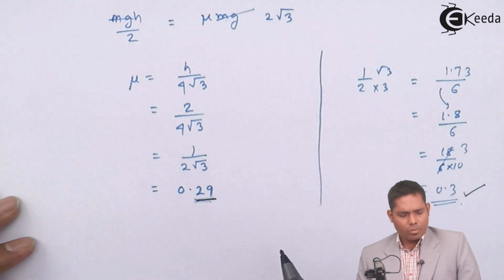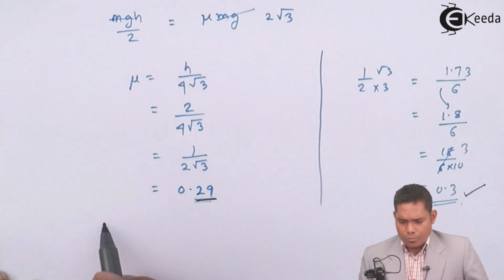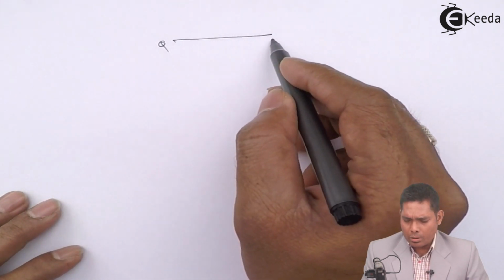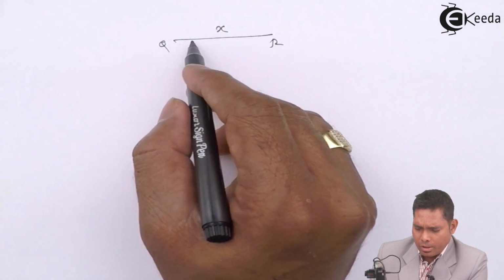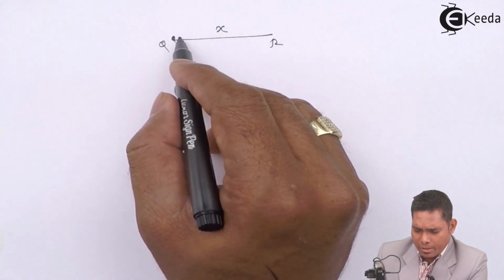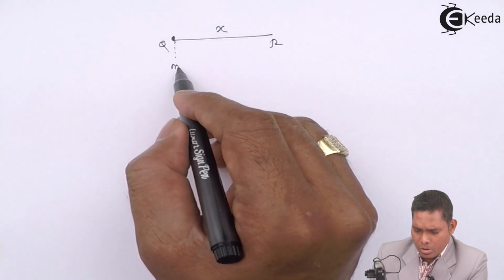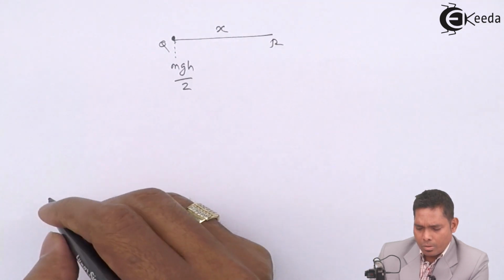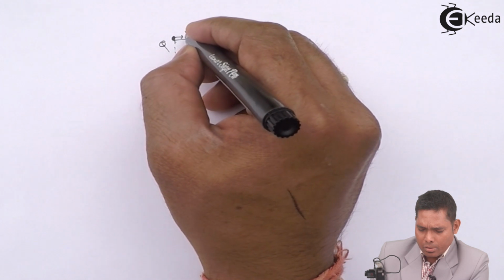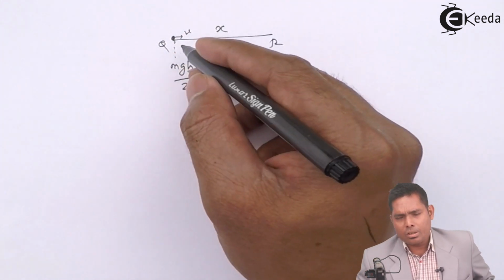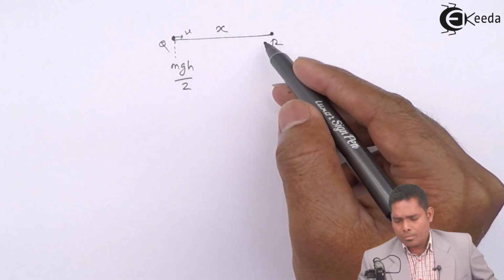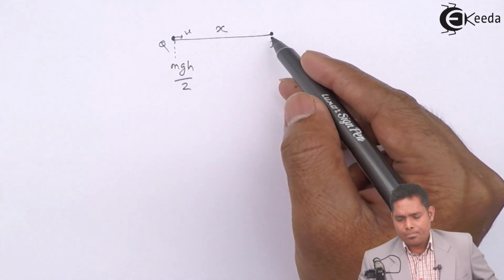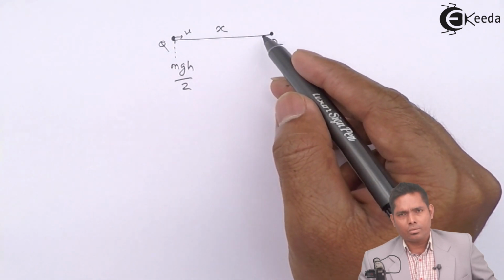Now for that remaining part Q to R, see this distance is x. Now this distance is x, and the energy that is to be spent here as the particle enters, it enters with the energy mgh divided by 2. This particle enters with this energy with certain velocity. Whatever velocity is not important, but finally this energy has to be lost from here to here within the distance x, and that is lost because of the work done by friction.